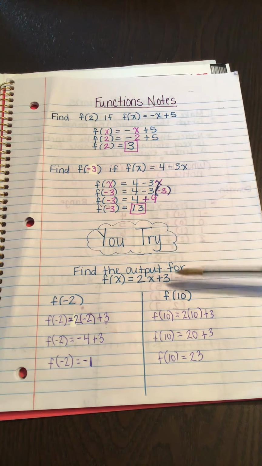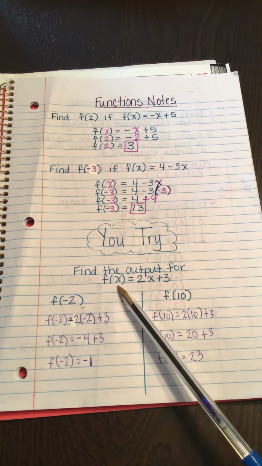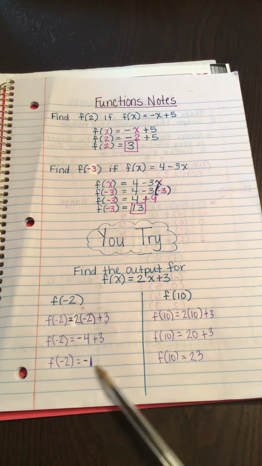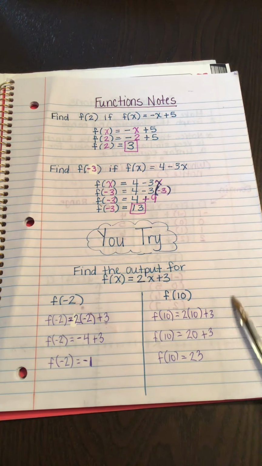You can see for the try-its right here, if we have the function of x equals 2 times x plus 3, what we get when we do -2 and what we get when we do 10. Make sure that you finish copying these notes, push pause if you need to, and then push play when you're ready for the assignment.